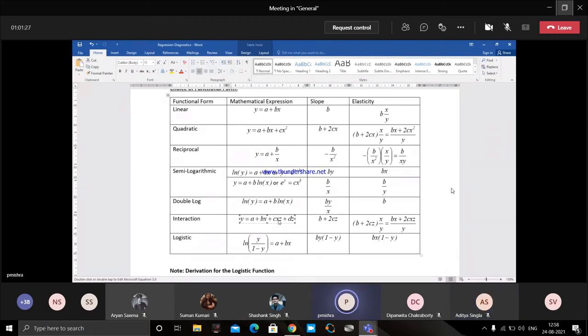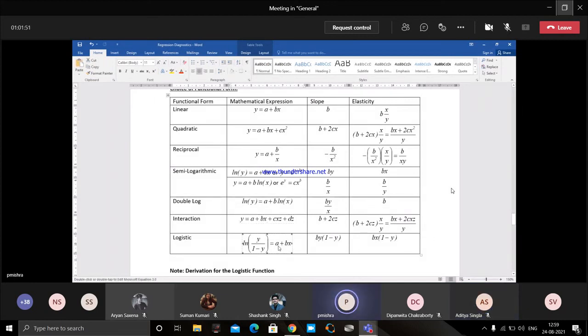Now suppose you have multiple income groups. Then it can be Z1, Z2, Z3 like that, depending on how many income groups you are having. Is it okay? Yes, sir. Like we already have experience.